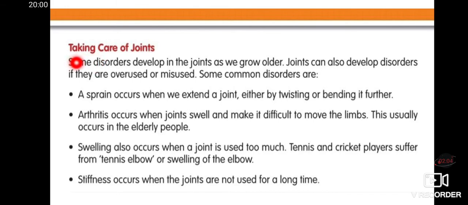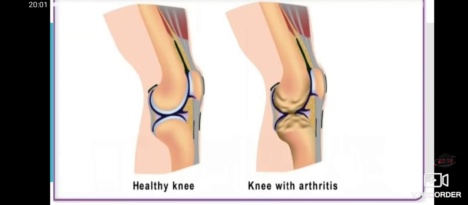This is given in this chapter, taking care of joints. Some disorders develop in the joints as we grow older. What kind of disorder? I will show you. In this picture you can see, children, that in the healthy knee the joint is placed between the two bones.